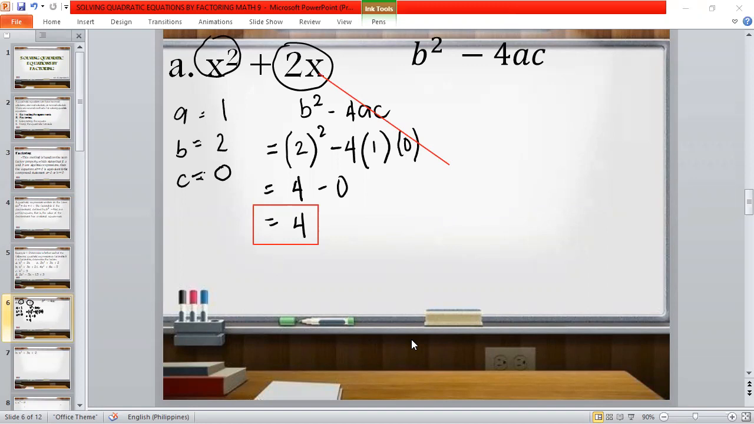As you can see, we only have two terms. If we have two terms, then we need to get the common factor of these two terms.